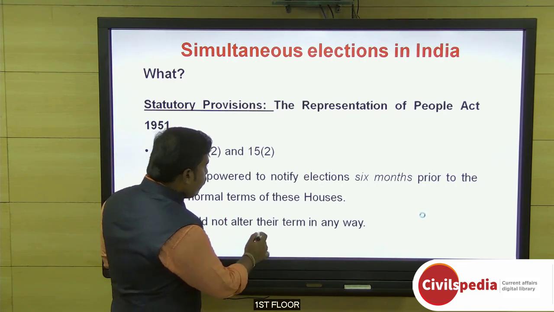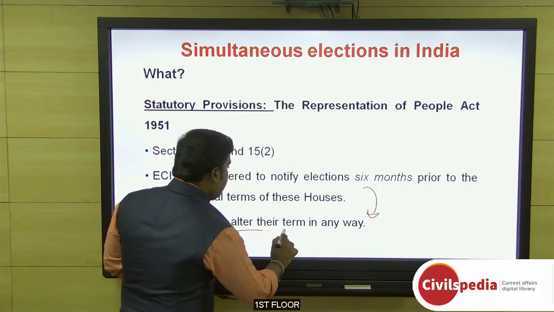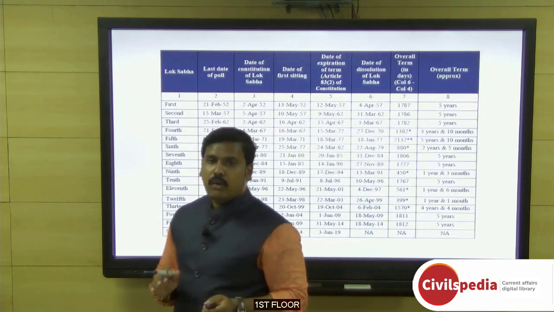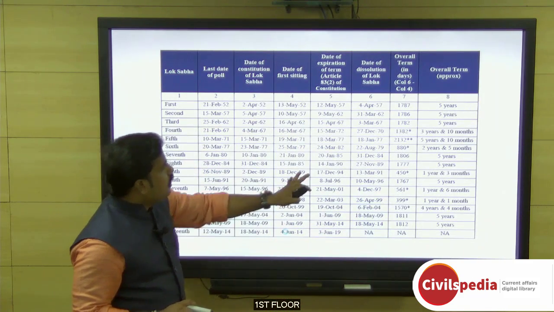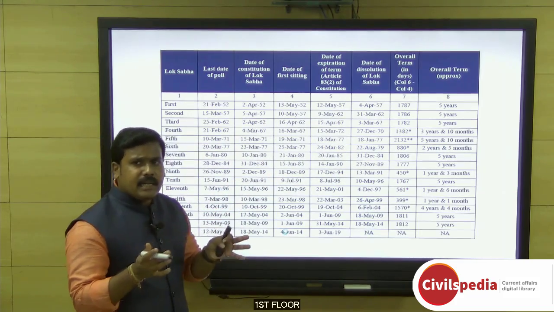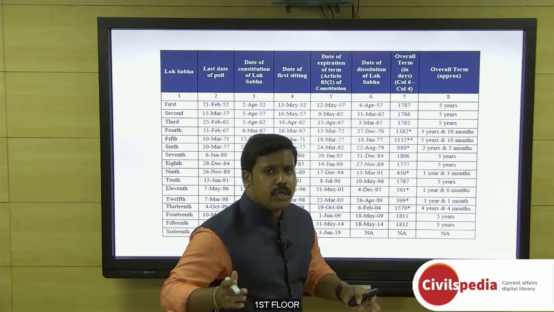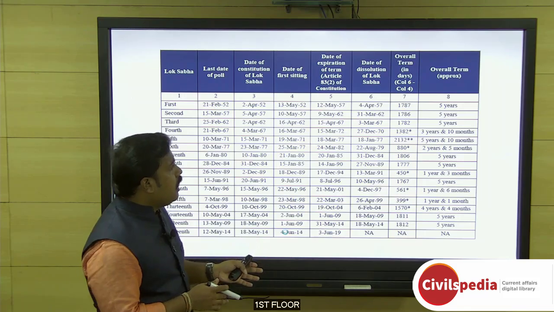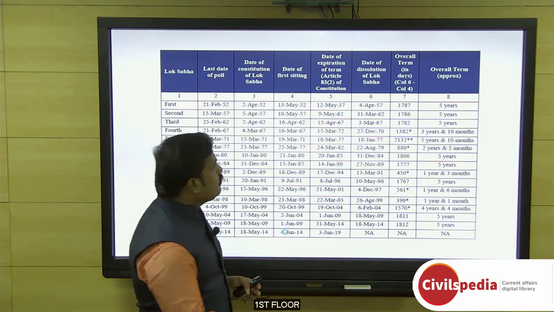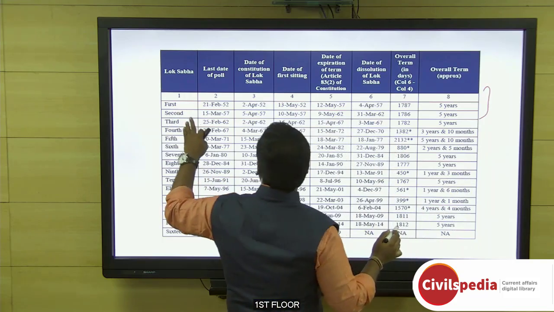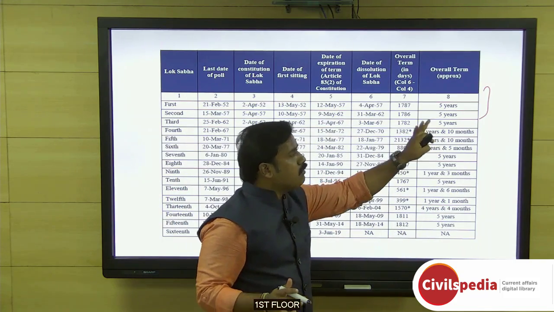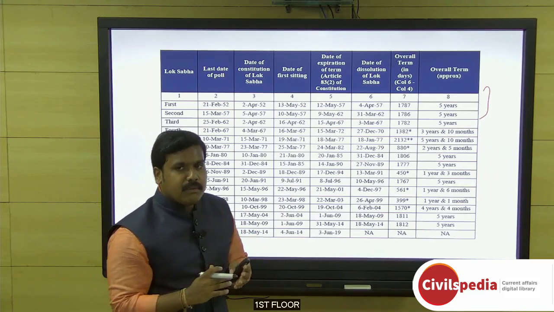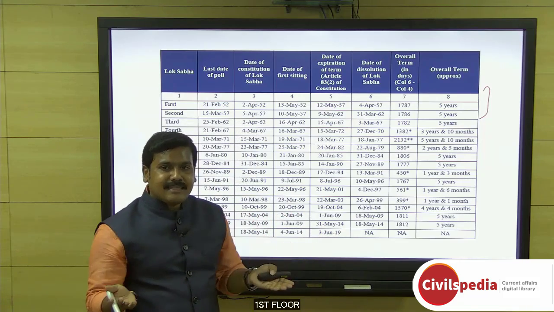So this means that even though there is a mention of the 6 months, it won't affect the term of the Lok Sabha or the assembly. Now, this speaks about simultaneous elections, because simultaneous election is not a new concept in India. It was followed since the inception of our constitution, since the first election. If you look at the first 3 Lok Sabhas, till 1967, there was a continuous term of 5 years, and the Lok Sabha along with the state assemblies had a full 5-year term and a synchronized election.